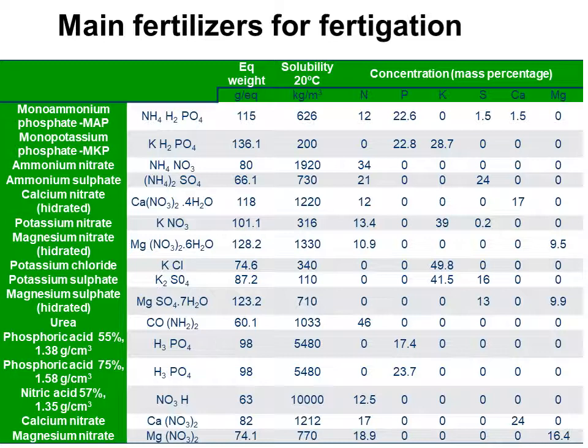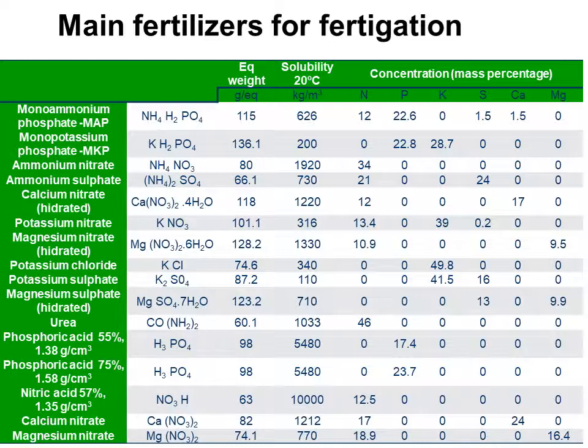Very commonly used is ammonium nitrate, which has the two types of nitrogen. And ammonium sulfate is also quite common. And then we have nitrates: calcium, potassium, magnesium. Then we have potassium chloride and potassium sulfate, the two soluble straight fertilizers for potassium. So if we want only to apply potassium, we would choose between potassium chloride and potassium sulfate.